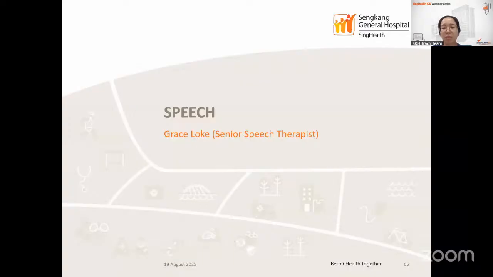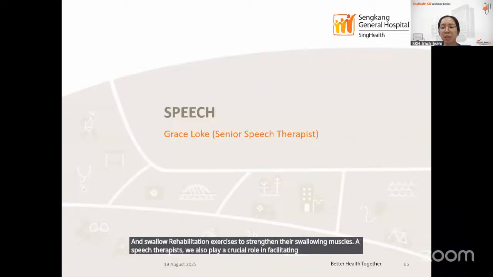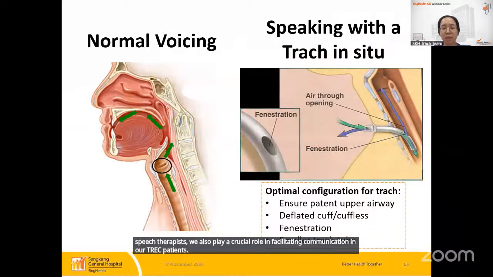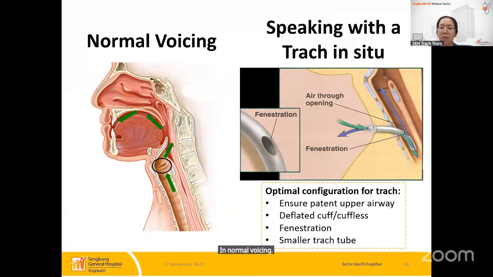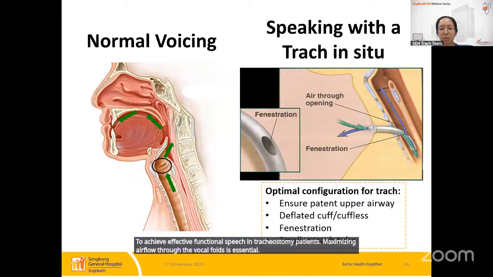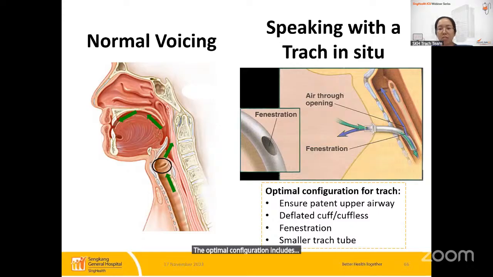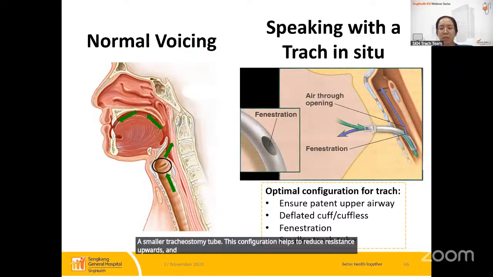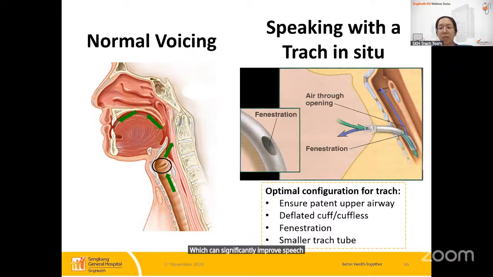As speech therapists, we also play a crucial role in facilitating communication in our trach patients. In normal voicing, air flows up the airway, passing through the vocal cords and into the mouth. To achieve effective functional speech in tracheostomy patients, maximizing airflow through the vocal folds is essential. The optimal configuration includes ensuring that the airway is open and unobstructed, a deflated cuff or a cuffless tube, a fenestrated tube, and a smaller tracheostomy tube. This configuration helps to reduce resistance upwards and enhances airflow, which can significantly improve speech quality in trach patients.